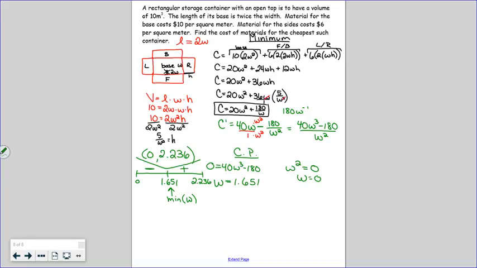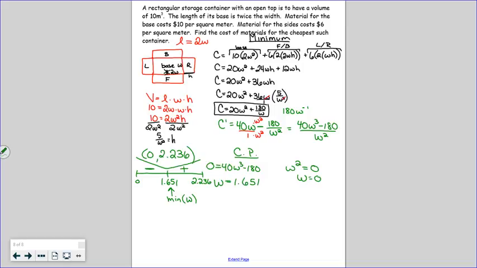Now, sometimes we forget where we are headed with this and say, okay, I know the width is 1.651. I can find the length because the length is 2 times W, so just take that times 2, and there's my length. I can find the height, 5 divided by 1.651 squared. That gives me my height. There's my dimensions. Did I answer the question? No, the question was not what are the dimensions. That's how I would have found them had that been the question, right?